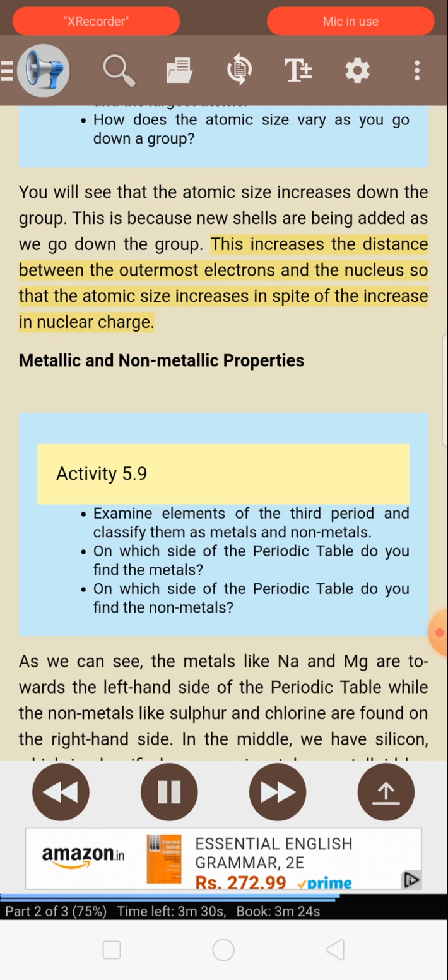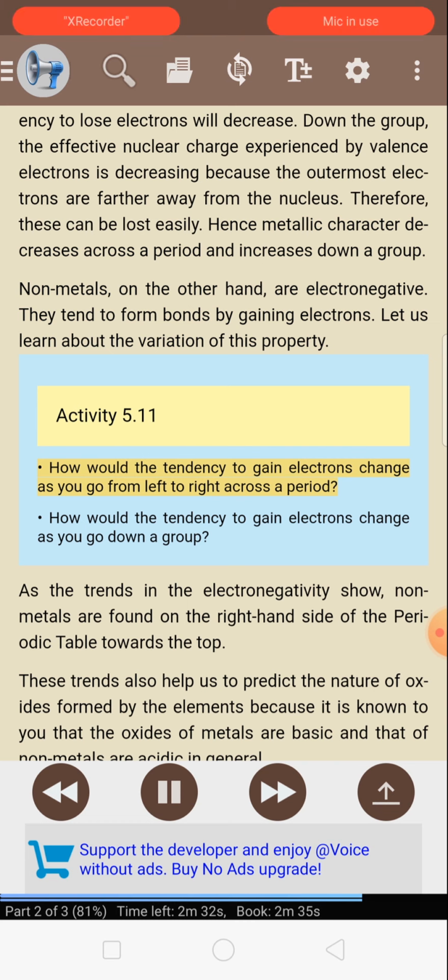Non-metals, on the other hand, are electronegative. They tend to form bonds by gaining electrons. Let us learn about the variation of this property. Activity 5.11. How would the tendency to gain electrons change as you go from left to right across a period? How would the tendency to gain electrons change as you go down a group?